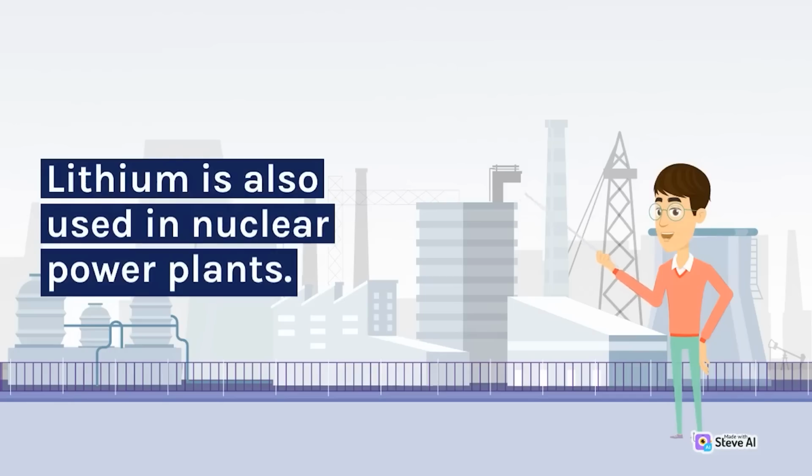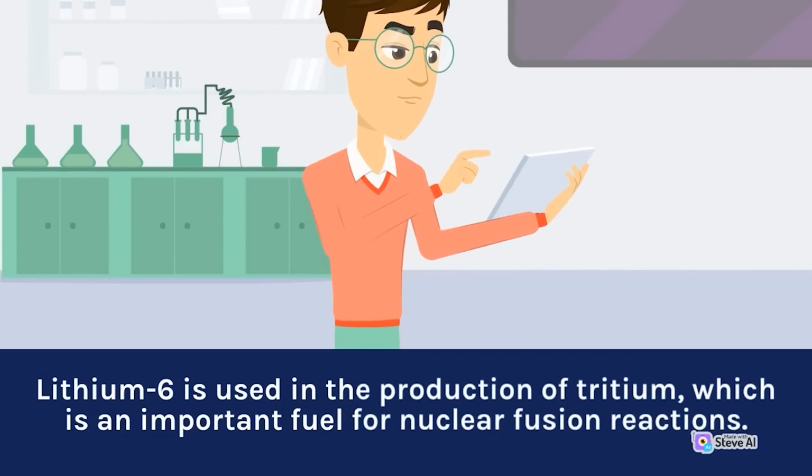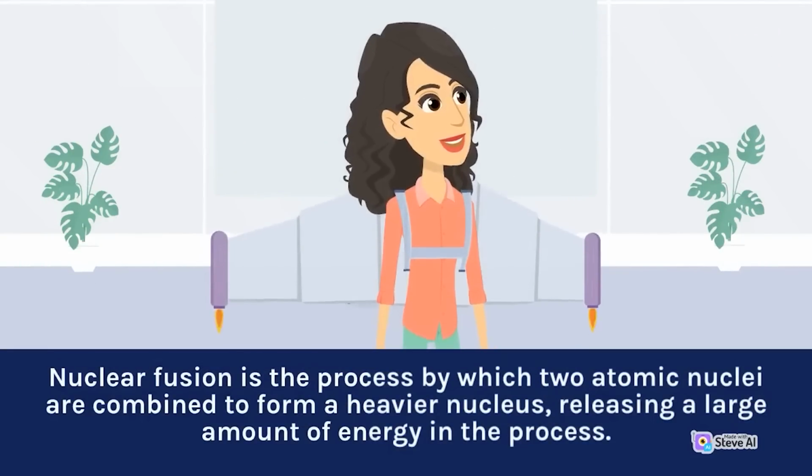Lithium is also used in nuclear power plants. Lithium-6 is used in the production of tritium, which is an important fuel for nuclear fusion reactions. Nuclear fusion is the process by which two atomic nuclei are combined to form a heavier nucleus, releasing a large amount of energy in the process.